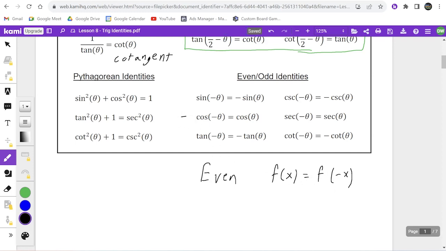Cosine and secant are even, which makes sense because secant is really just 1 over cosine anyway. But cosine and secant are both even. It's because if they have a negative theta there, it's still going to be positive anyway. And then sine, tangent, the rest of them, all 4 of those are going to be odd functions.